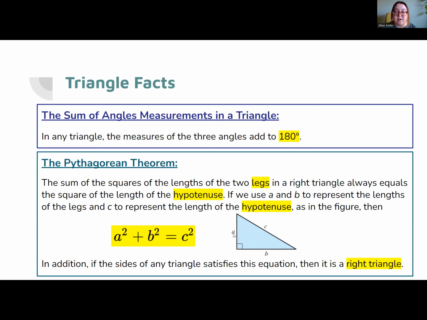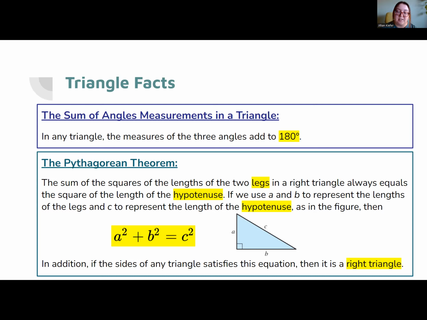So we're saying that the sum of the squares, raising them each to the exponent of 2 and adding them together, would equal the length of the hypotenuse squared as well. So if we use A and B to represent the lengths of the legs and C to represent the length of the hypotenuse, we get this figure and this equation. A squared plus B squared equals C squared. So if you want to find the hypotenuse, you can plug your values in and solve for C. It is squared, which means you need to take a square root to find C.